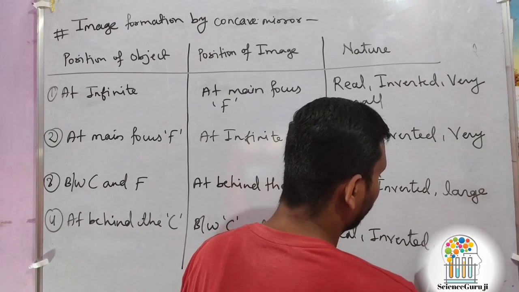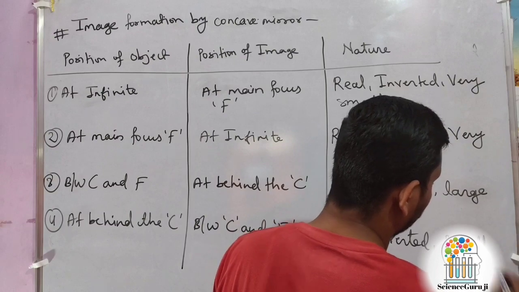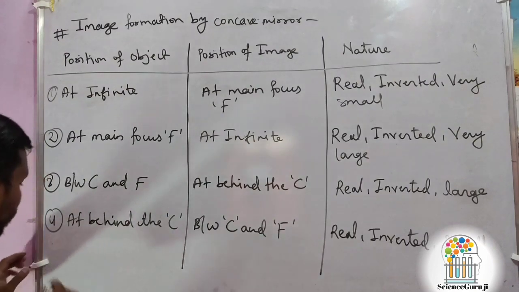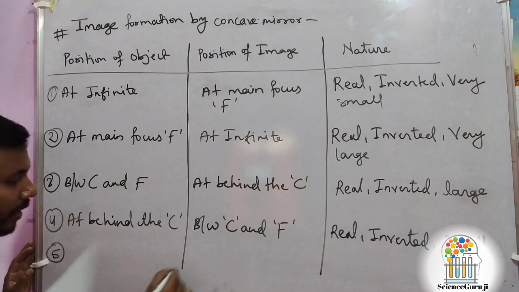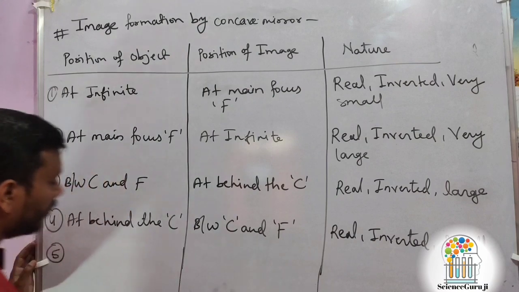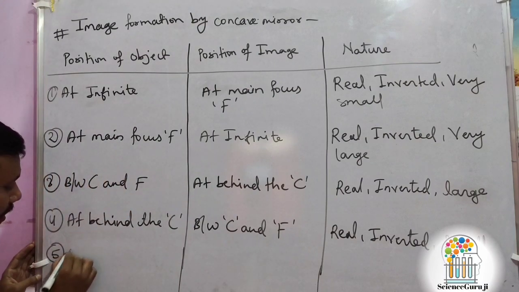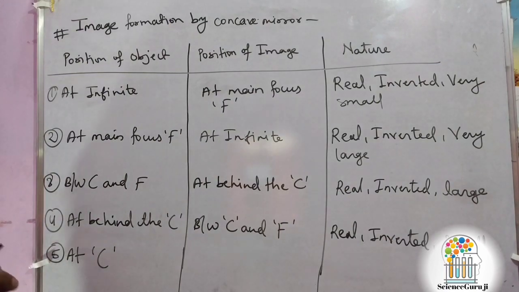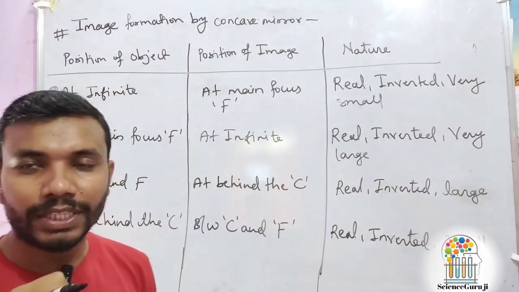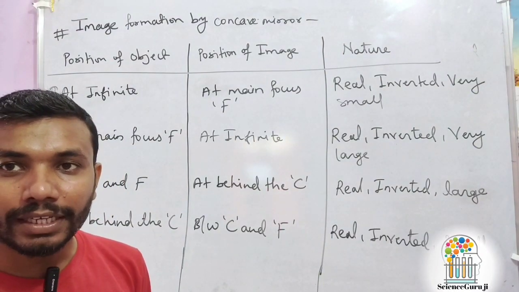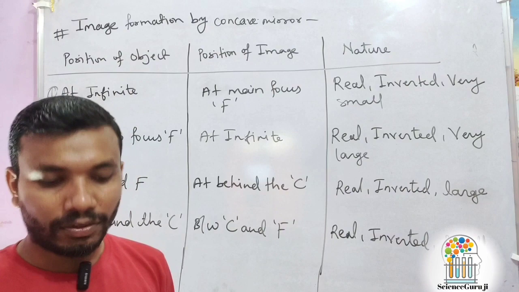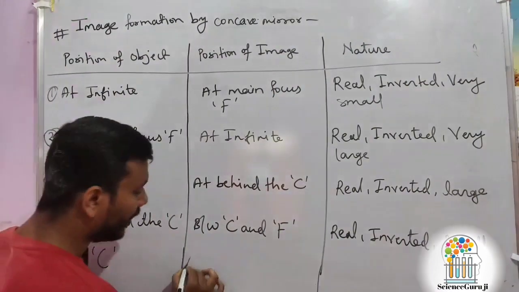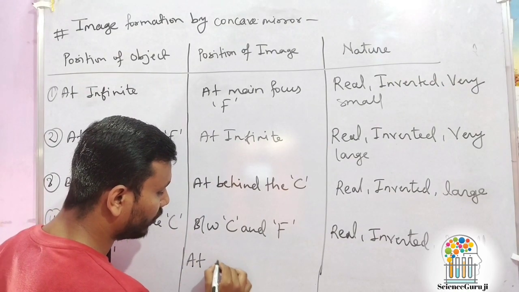Okay, real, inverted and small. Okay, the image forming here is real, inverted and small. Next one is, if we place the object at the center of curvature, then the image forming is again at the center of curvature.